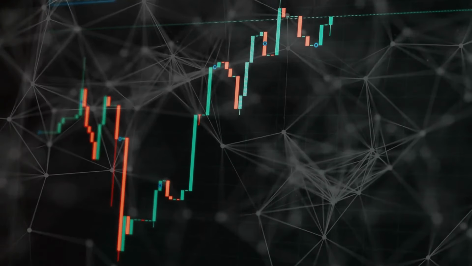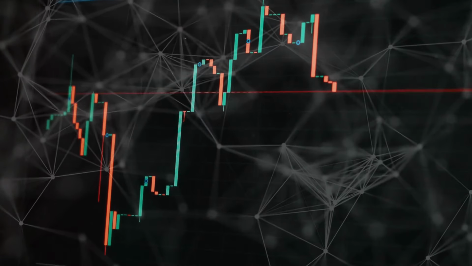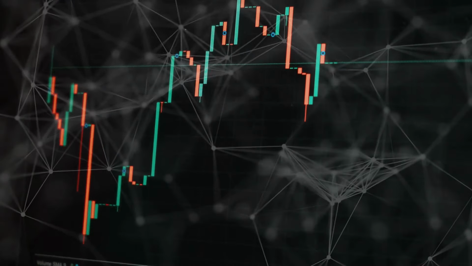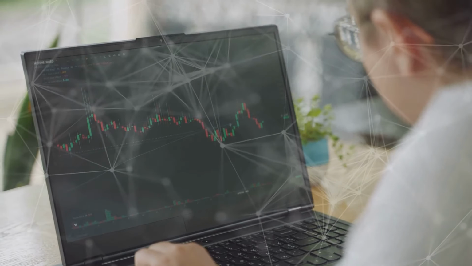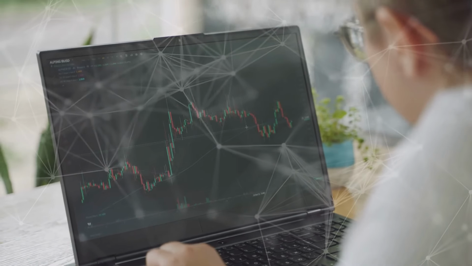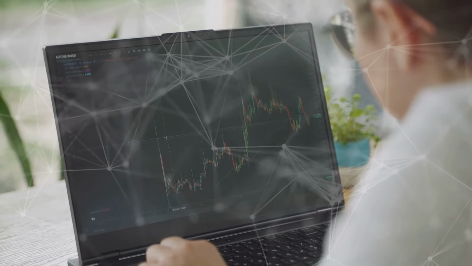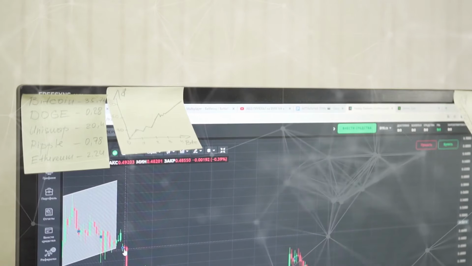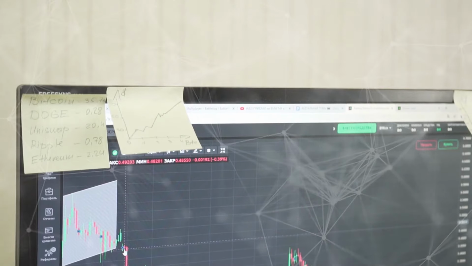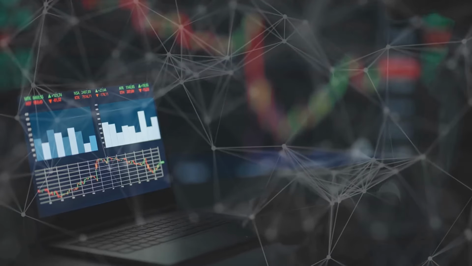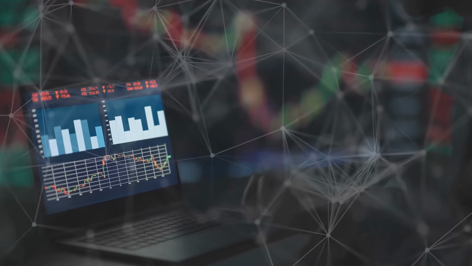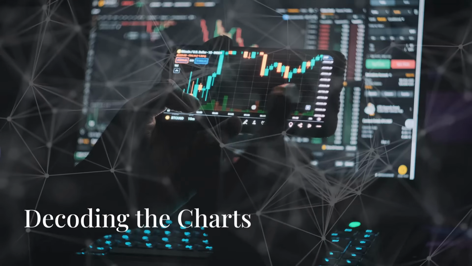Candlestick charts, with their unique candle-like structures, offer a wealth of information at a glance. By learning to interpret these visual cues, traders can gauge market sentiment and anticipate future price movements. Mastering the art of reading market charts requires patience and dedication. A solid understanding of market charts empowers individuals to navigate the cryptocurrency market with greater confidence.